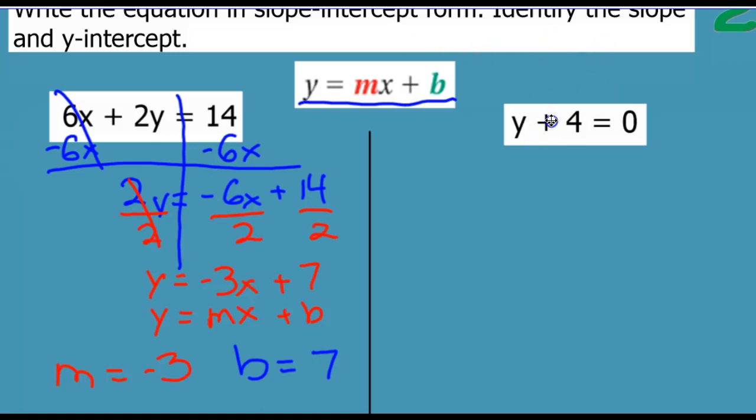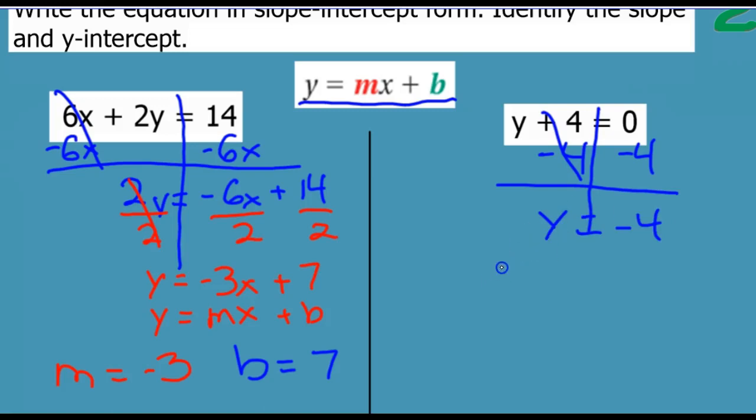Now this problem, it says y plus 4 equals 0. So we're still trying to get y by itself even if we don't have any x's. So what I'm going to do is I'm going to subtract 4. So that gets rid of those, and we have y equals negative 4.